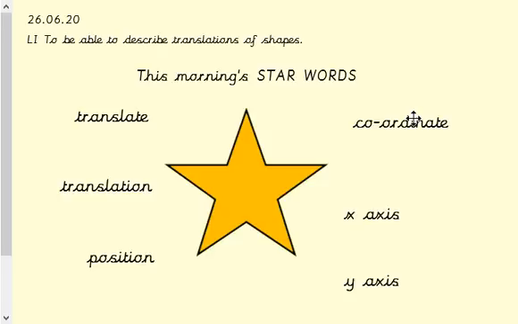Coordinate, we've looked at coordinates all the way along. X-axis, remember, is the horizontal axis, and then the y-axis will be the vertical axis.